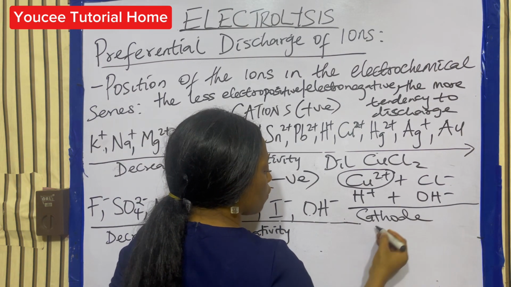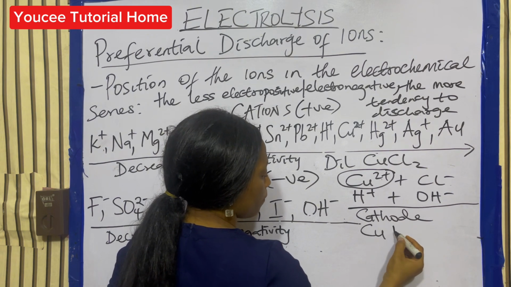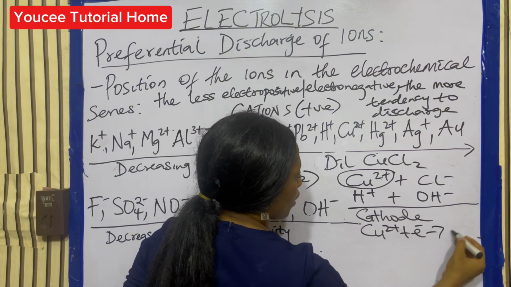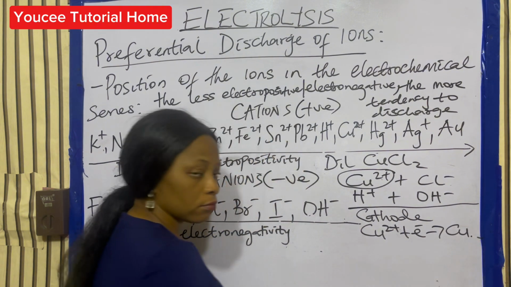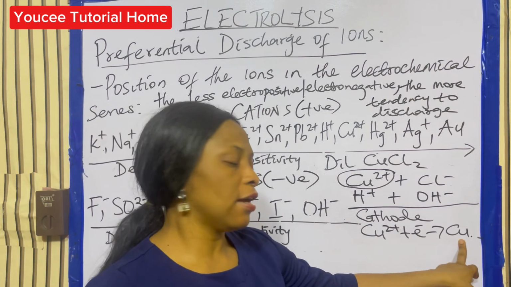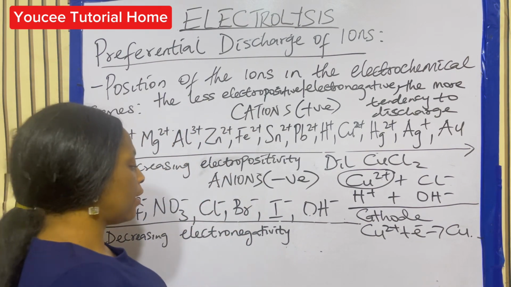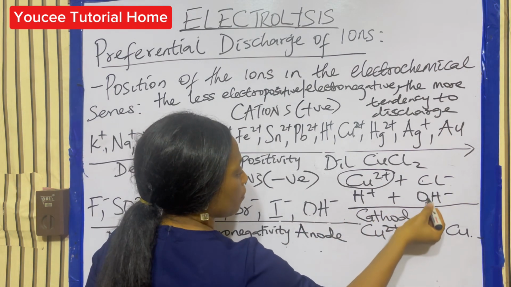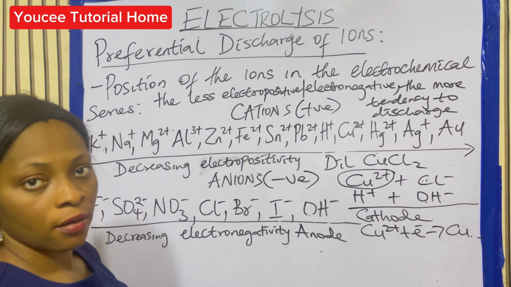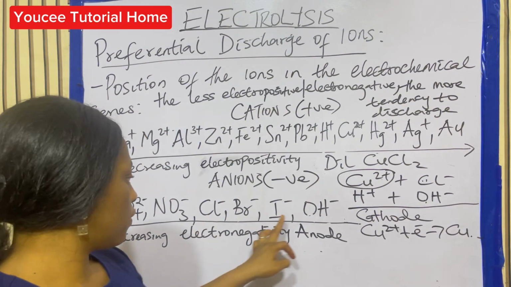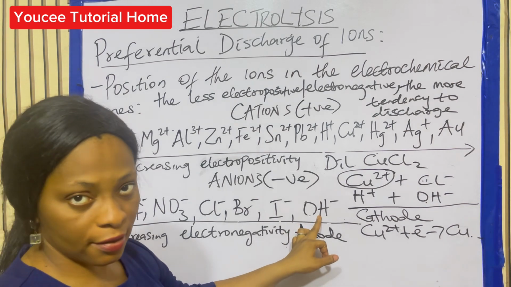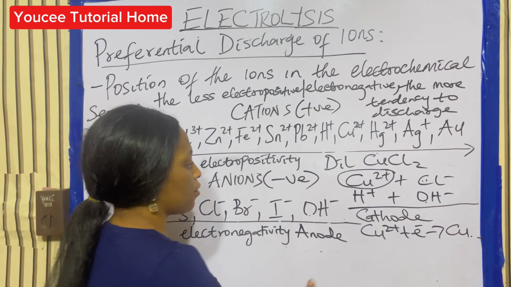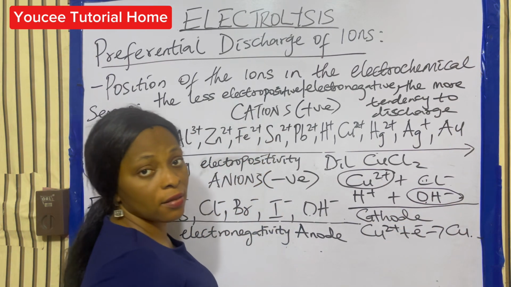So at the cathode, what is the reaction that will take place there? Copper will be discharged. Are we following? Copper will be discharged there. Then at the anode, what happens at the anode? At the anode, this one and this one, who is going to be discharged? Looking at the electrochemical series, OH is going to be discharged. And again, it is dilute. So who is going to be discharged? OH. Since it is dilute.